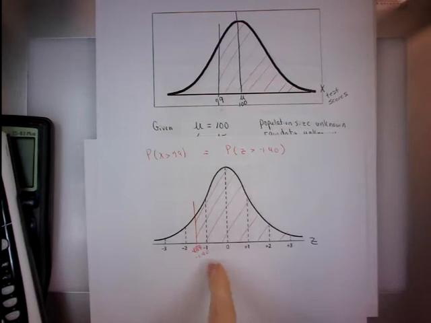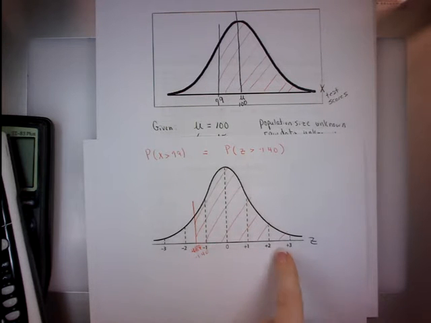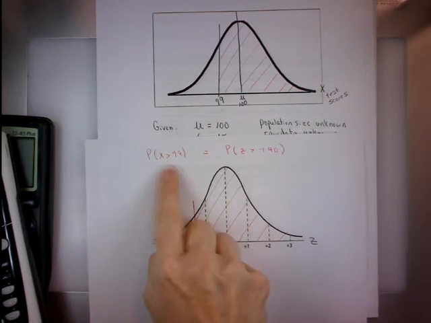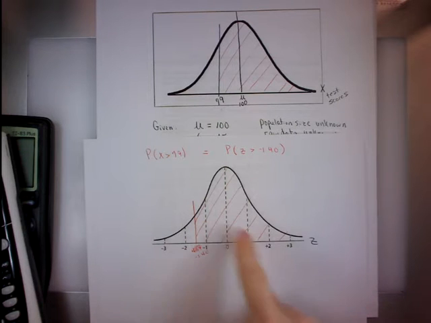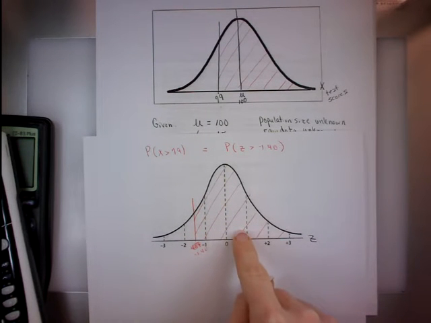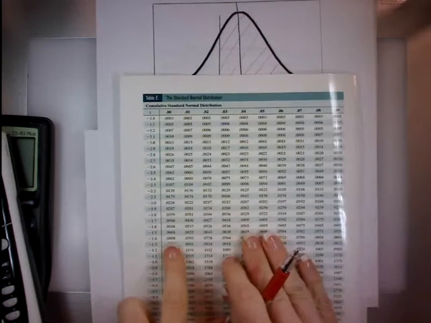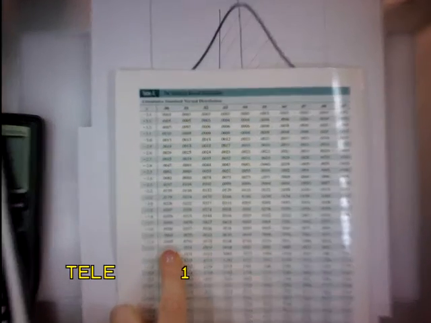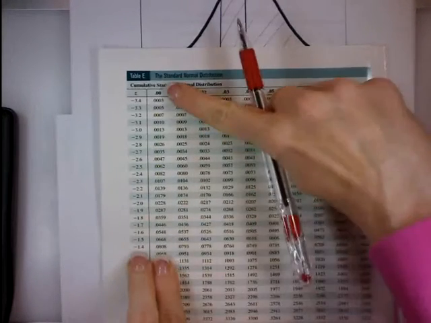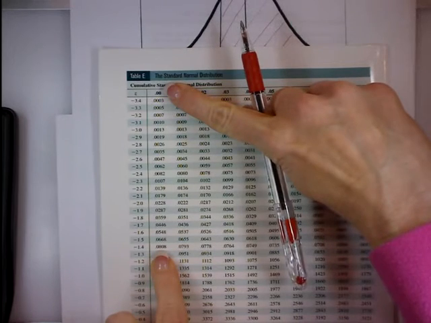So the probability that a randomly selected z on the z-axis falls above negative 1.40 is the same as the probability that a test score x falls above 79. So if we can find this area with the z-table, then we have our answer to the question. So we're going to look up a z-score of negative 1.4. And here it is. 0.0808.